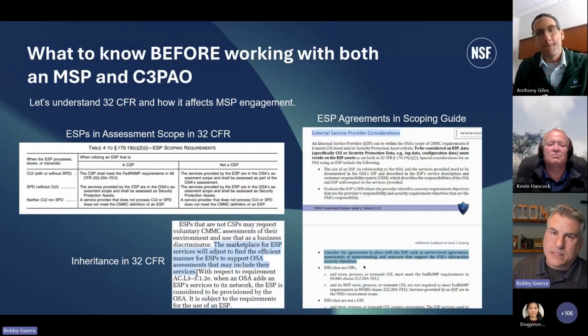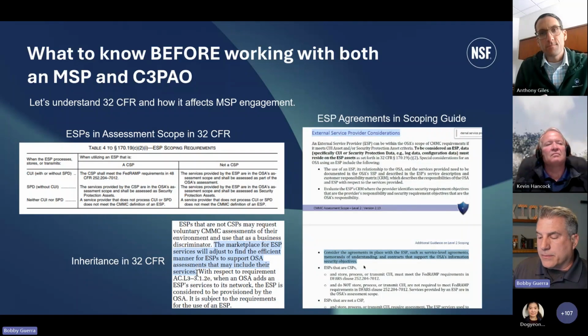But what I feel like that statement is really trying to do is to open the door for the MSP, like ourselves, to have discussions with the C3PO that's going to be doing the assessment, to come together to try to understand how companies like ourselves that have been audited already can not repeat that process more than we need to. How can we shorten that? How can we increase the efficiency of the audit?